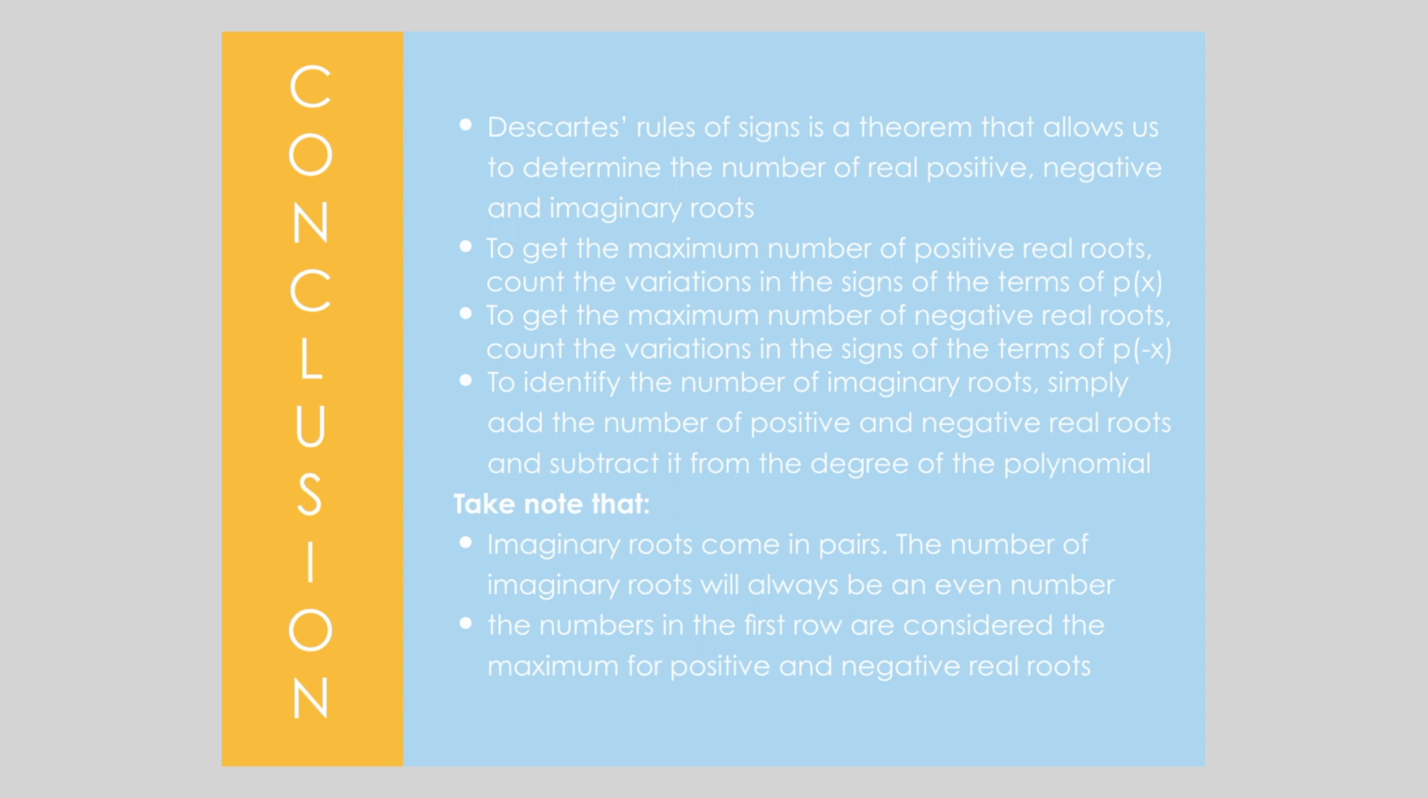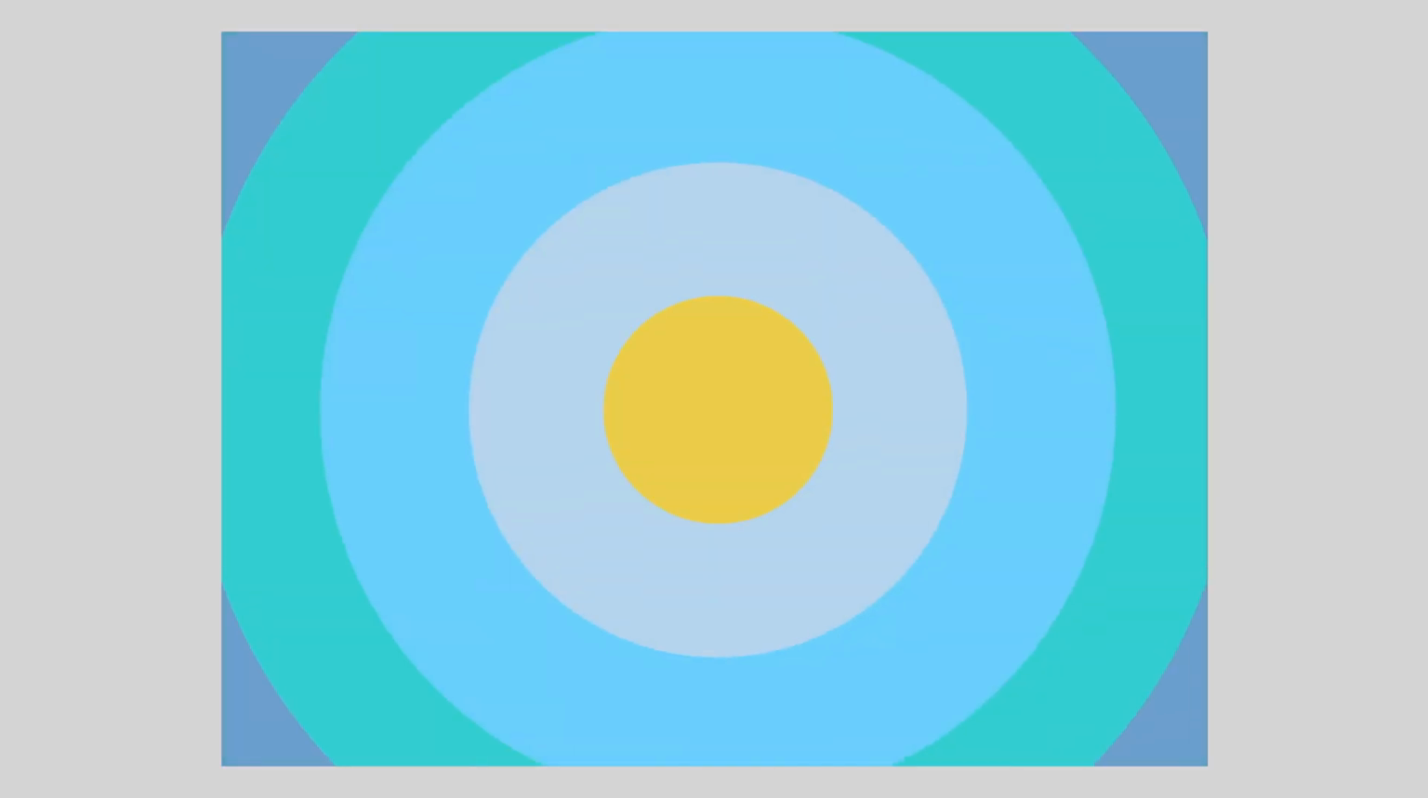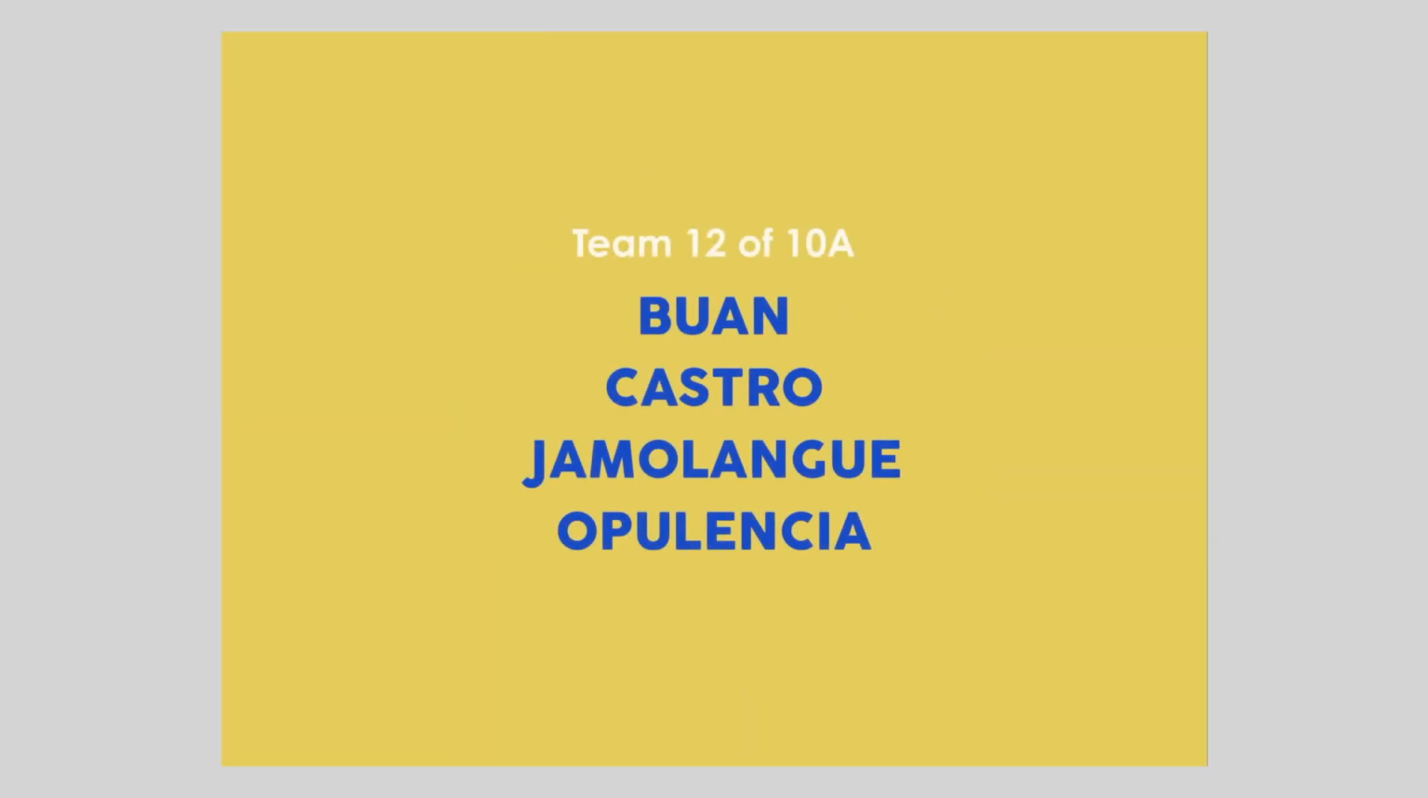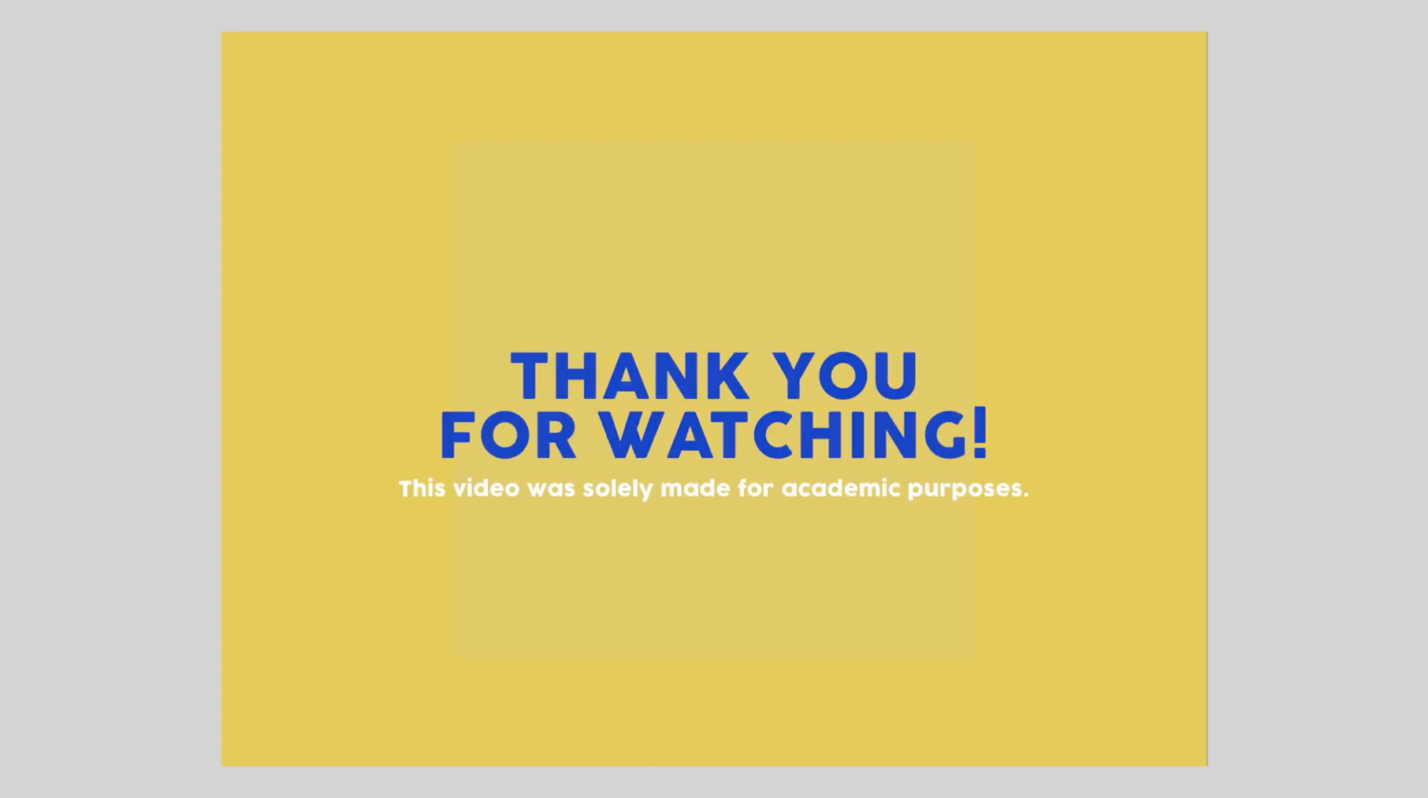To identify the number of imaginary roots, simply add the number of positive and negative real roots and subtract it from the degree of the polynomial. Take note that imaginary roots come in pairs. The number of imaginary roots will always be an even number. The numbers in the first row are considered the maximum for positive and negative real roots. The actual number may be this number or lower than it by a multiple of 2.